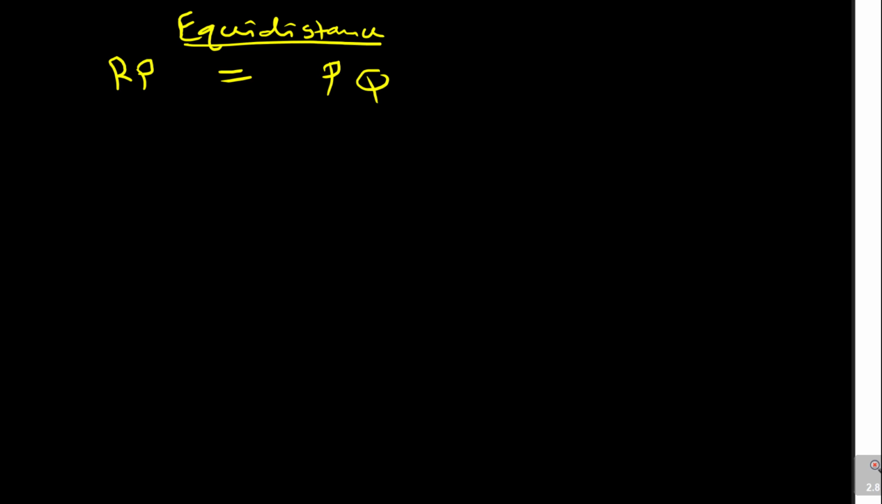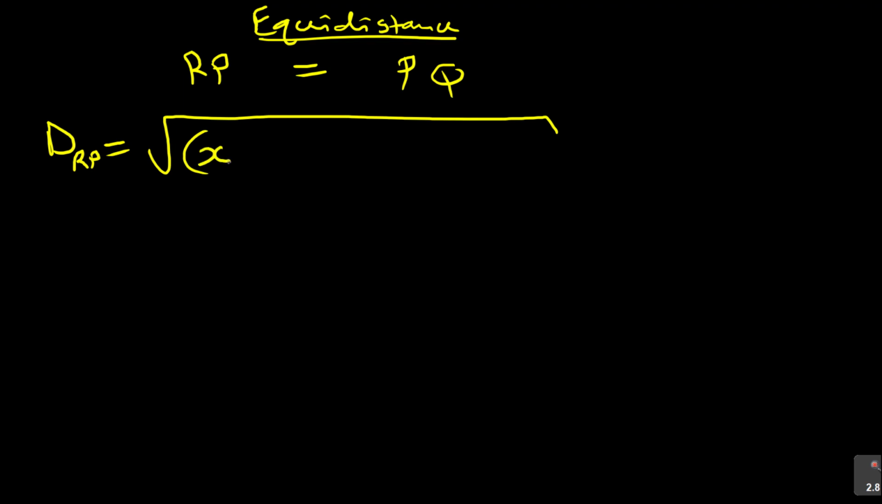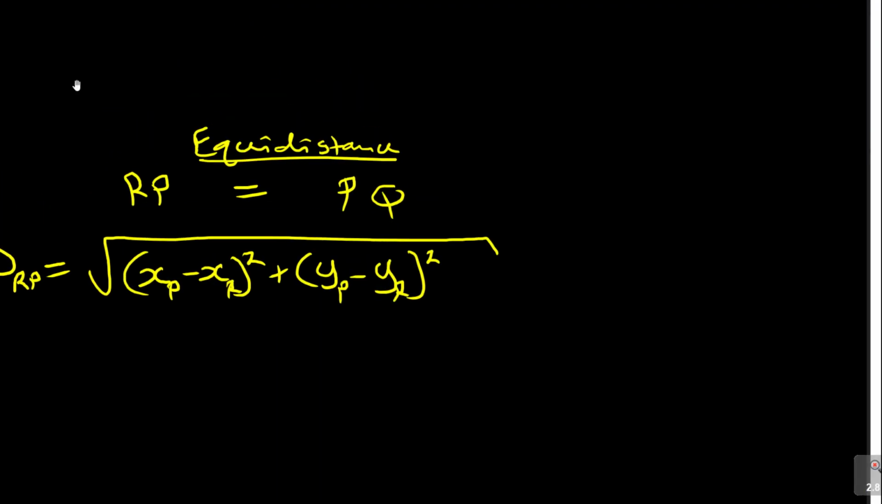So now what it means, we need to find that distance RP. So the distance of RP, what is it? You use the formula to say it is x. It doesn't matter, you can say XP minus XR, but you square it, plus YP minus YR, and then you square it. Then you need to bring those coordinates in now.